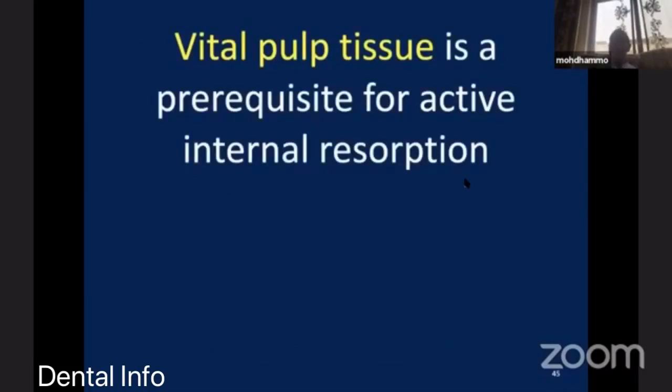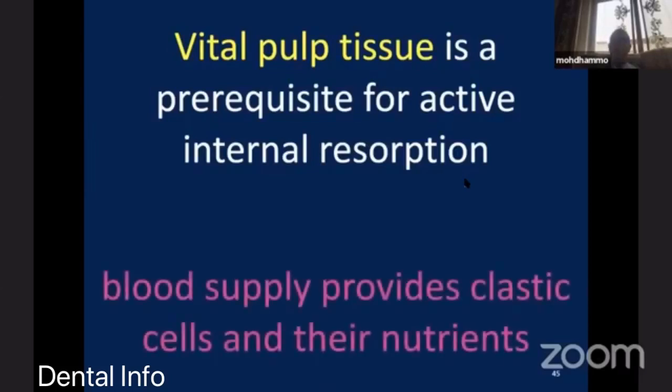Another important notice in internal resorption: the tooth should be vital. So vital pulp tissue is a prerequisite for active internal resorption. If internal resorption is to start, the pulp should still be vital. Why vital? Because blood supply will provide clastic cells and their nutrients. We need osteoclasts and odontoclasts, and the source of those odontoclasts is the blood supply of the pulp.